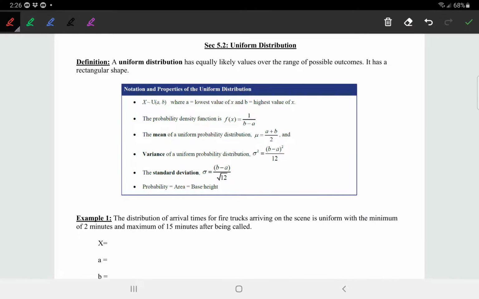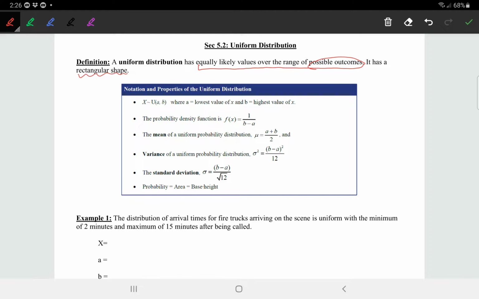The uniform distribution is a continuous probability distribution. In this distribution, it has equally likely values over the range of all possible outcomes. And that's why we get this rectangular shape to the uniform distribution.